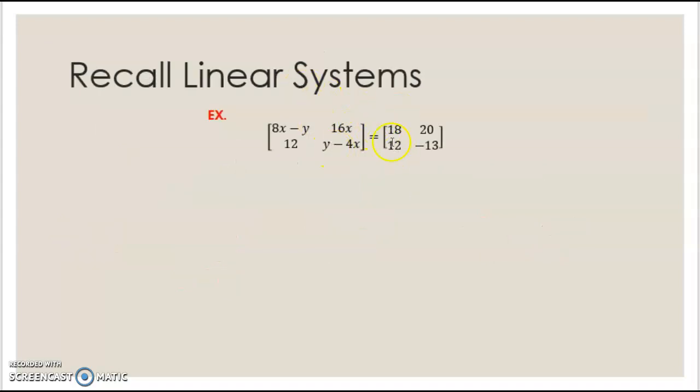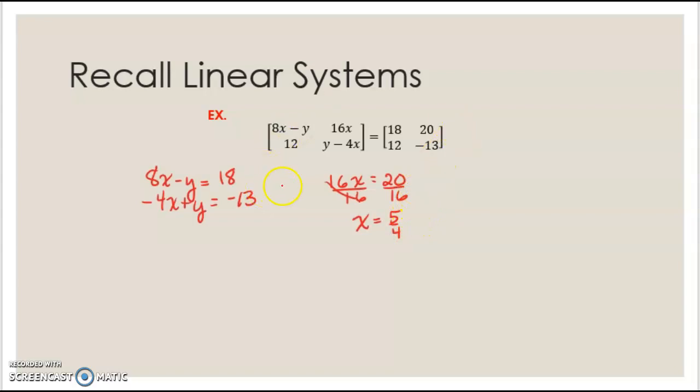All right. These might have something set up for like a linear system. 8x minus y equals 18. And y minus 4x, I'm going to switch that around so it matches, -4x plus y equals -13. You do have one that makes it easy. 16x equals 20. And 12 is 12. When you divide by 16, x is equal to 5/4.